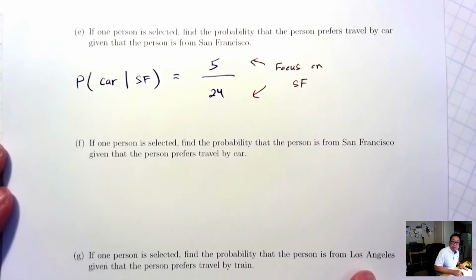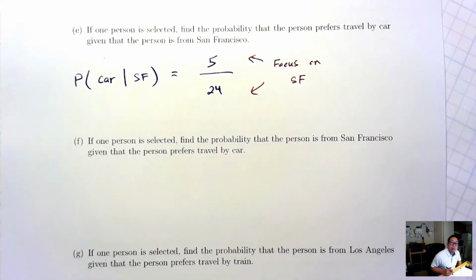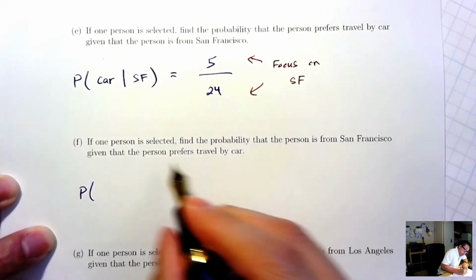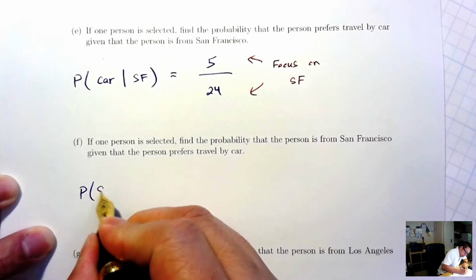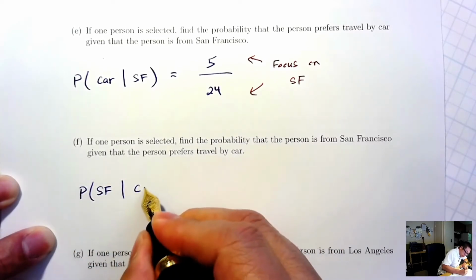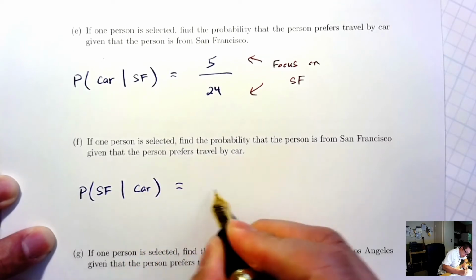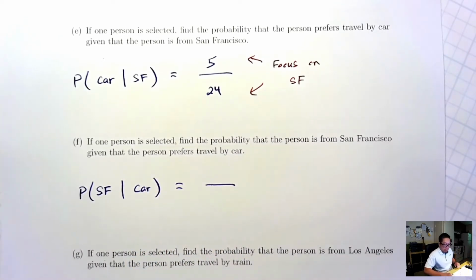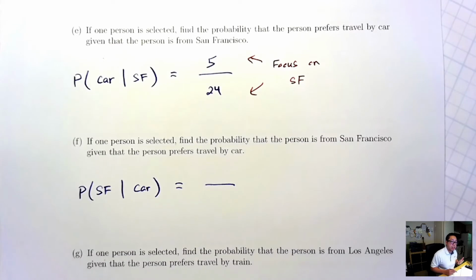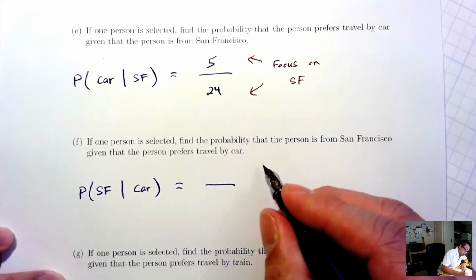Part F, if one person is selected, find the probability that the person is from San Francisco, given that the person prefers travel by car. Notation wise, this is saying I want San Francisco given car. Because I have additional information that the person prefers travel by car, I can just focus on the car numbers for the top and the bottom.